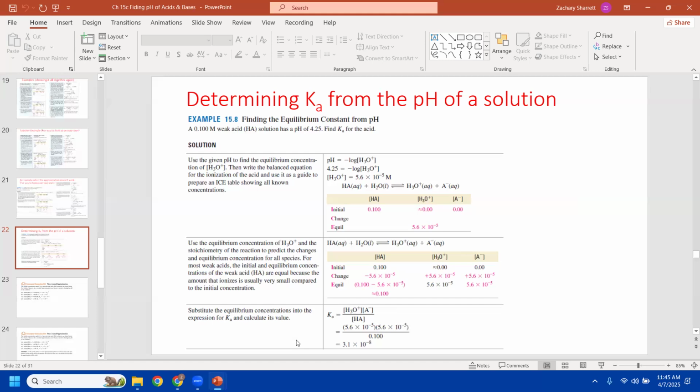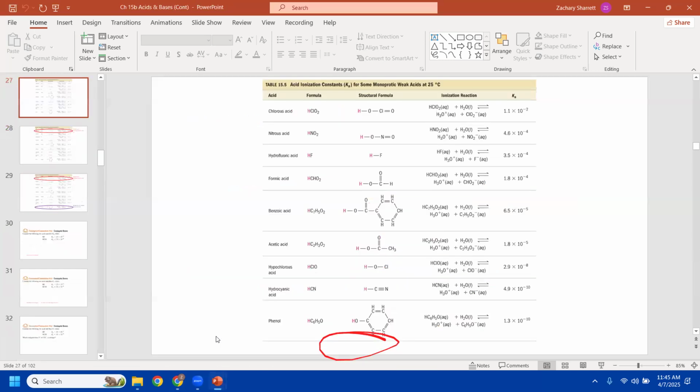So let's see. We understand how to do this, so if we look at this and we see it's 3.1 times 10 to the negative 8, we can then go, which of these acids would most likely be the unknown acid that we're working with? Any thoughts?